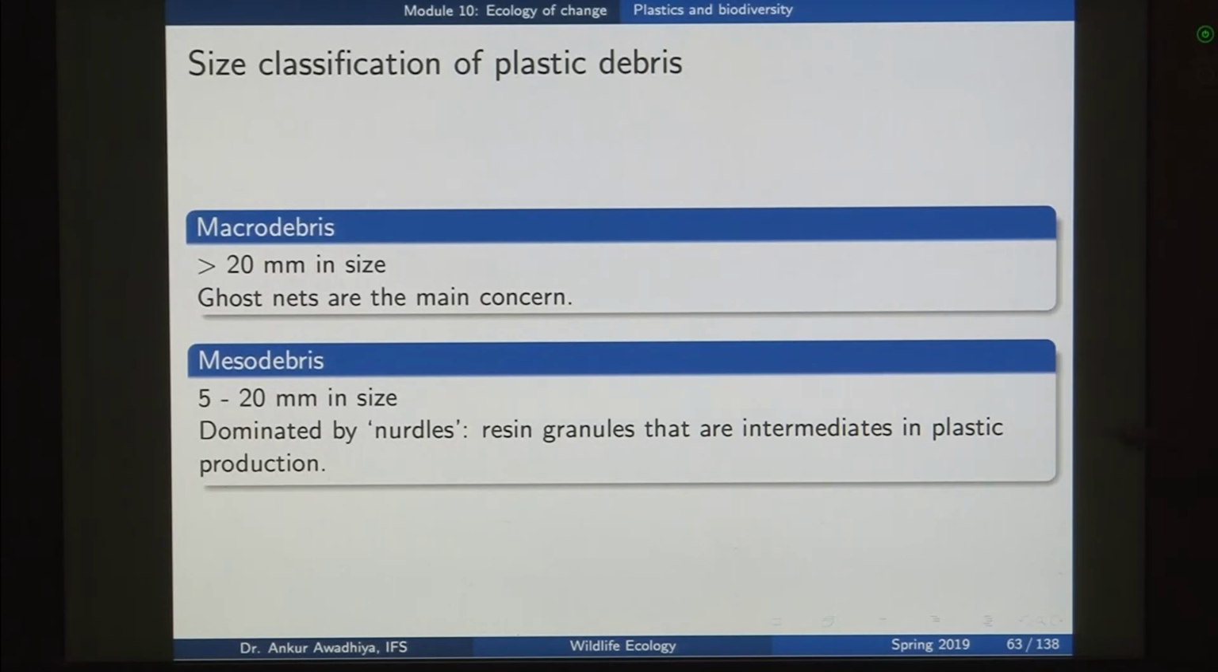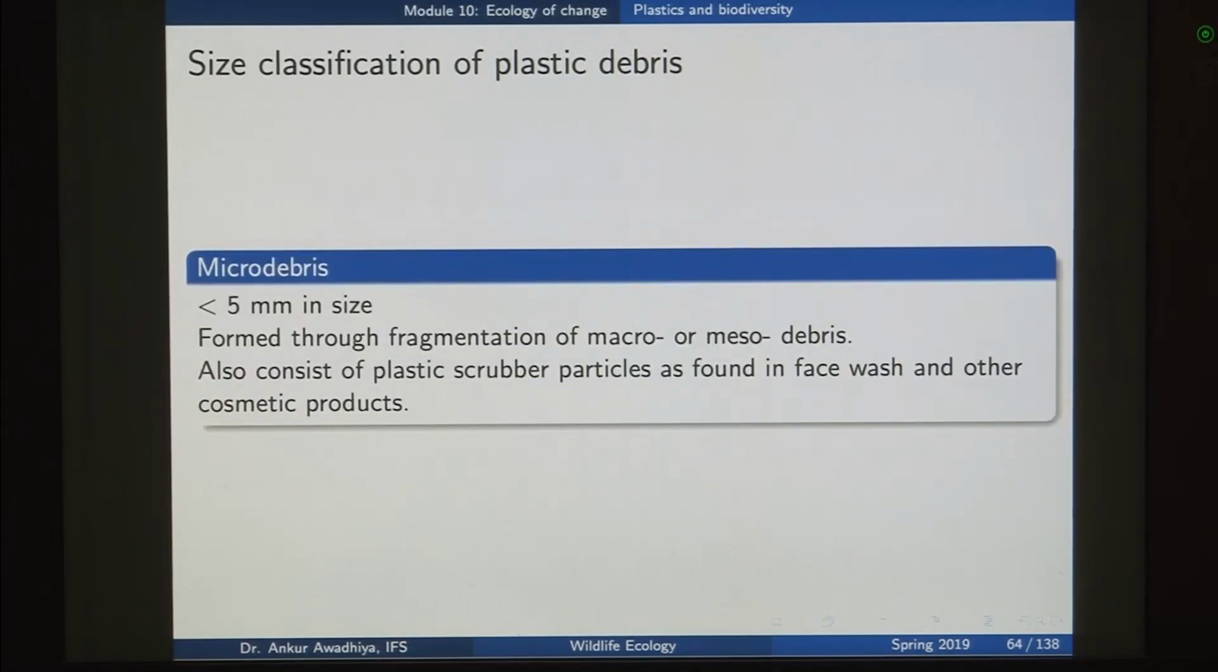So, all these nurdles, when they reach into the environment, they are classified as meso debris. And the third thing is known as micro debris. Micro is small. So, micro debris is something that is less than 5 millimeters in size, and they are often formed through fragmentation of macro or meso debris. So, if you have a large sized particle or a large sized debris and it is getting broken down, it will form micro debris. And they also consist of plastic scrubber particles as are found in face wash and other cosmetic products.